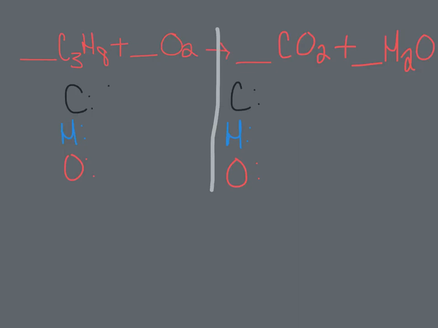In this equation, we start out with 3 carbon, 8 hydrogen, and 2 oxygen. Over here, we start out with 1 carbon, 2 hydrogen, and 3 oxygen. So over here, I'm going to start off by multiplying this by 3, and now the carbon becomes 3. And when you multiply 3 times 2 equals 6, so the oxygen now becomes 6.